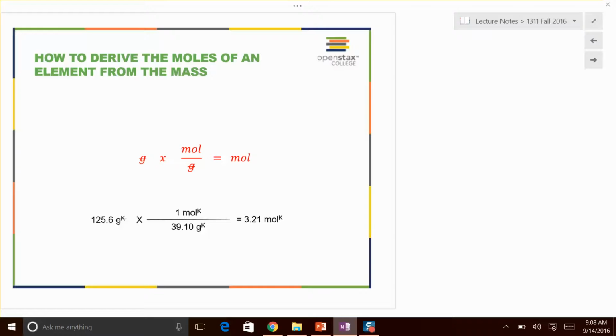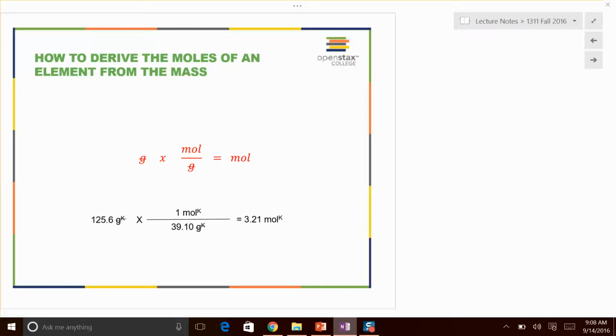So I start with the grams of potassium that I have. I multiply it by the molar mass, which is 39.10 grams per mole. That's how I set it up. Moles is on top as 1, grams is on the bottom as 39.10 grams. 125.6 divided by 39.10 gives me 3.21 moles. So there are 3.21 moles of potassium in 125.6 grams of potassium.